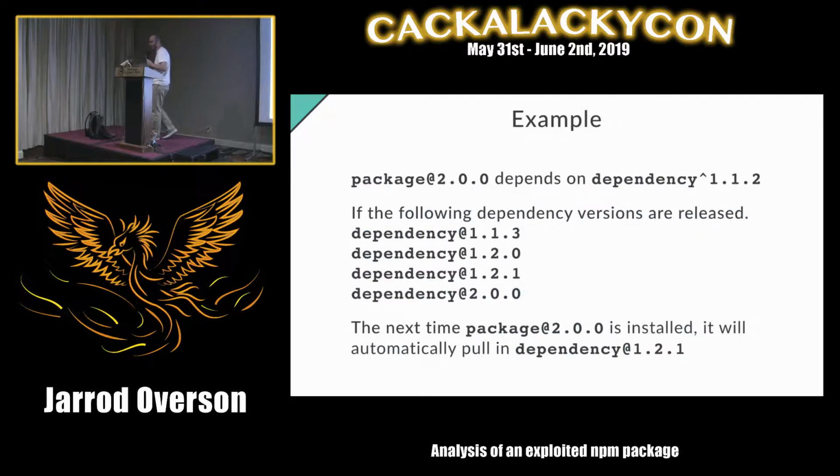And as an example, for package 2.0.0, generic package, depending on generic dependency 1.1.2, let's say package 2.0.0 doesn't change. But over the course of its life, you've had other dependencies get published, 1.1.3, 1.2.0, 1.2.1, 2.0.0. Now the next time package 2.0.0 is installed, it'll automatically pull down dependency 1.2.1. That's because of this caret up here. It'll match the latest version that matches minor and patch version. So that'll be 1.2.1 in this example.